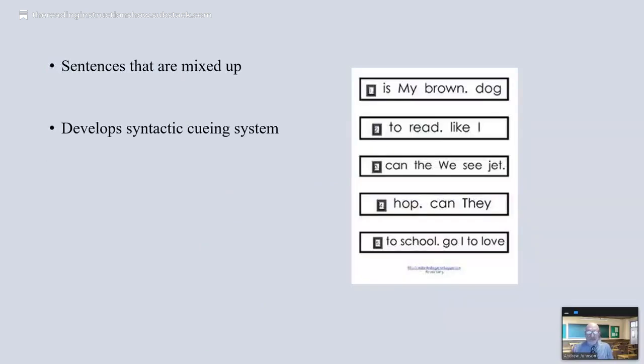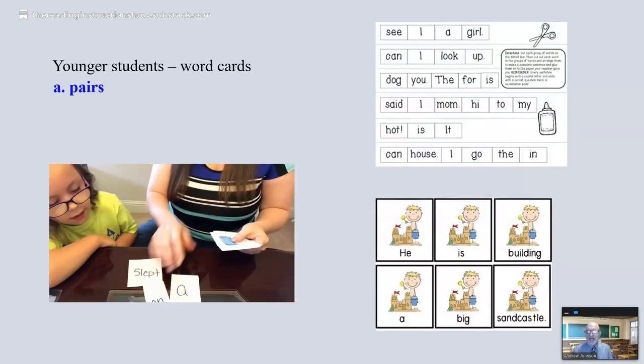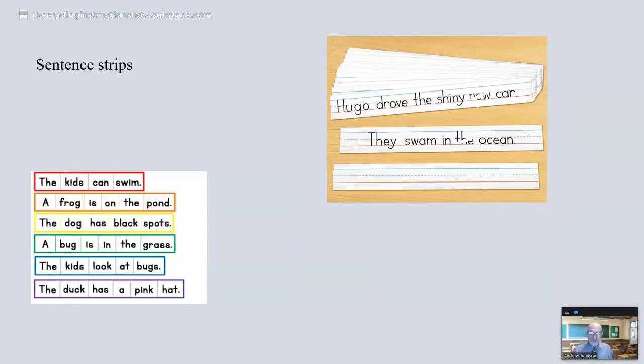Sentence mix-up are sentences that are mixed up, used to develop the syntactic cueing system. With younger students, I like them working in pairs. Sentence that's mixed up, you'll have cards. They mix them up and they have to put them in order. Now you can save them in an envelope to reinforce story elements, so save all that story sentence mix-up, or to reinforce letters or letter sounds or letter patterns. Sentence strips are great. You can write them in front of the students, cut them up, then they can put them in the correct order.